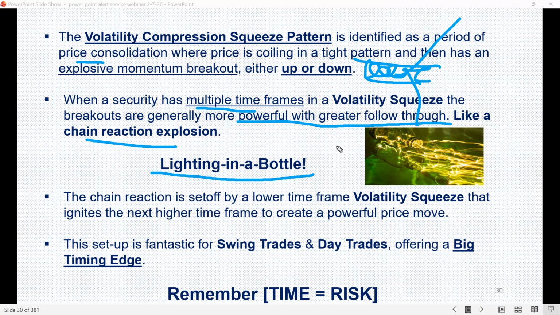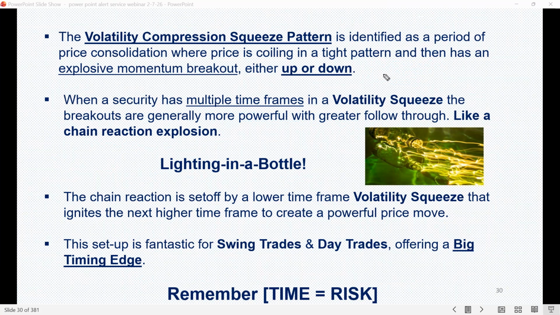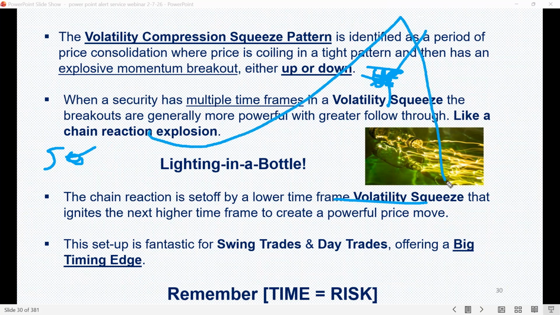If you can just capture it and bottle it up. So what this basically means is, let's say we have a daily time frame that's in a squeeze, and then we also have maybe an hourly and a 4-hour in a squeeze. So the more time frames in a squeeze, the more potential power once it breaks out. Now this chain reaction is usually set off by a lower time frame. It could start with a 5-minute in a squeeze, which triggers a 10, which triggers a 30, etc. And then this can trigger a really big reversal either up or down.